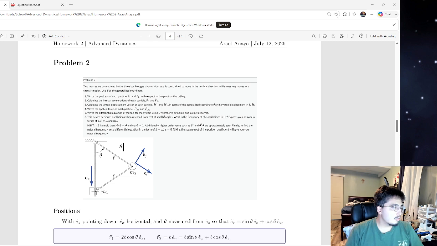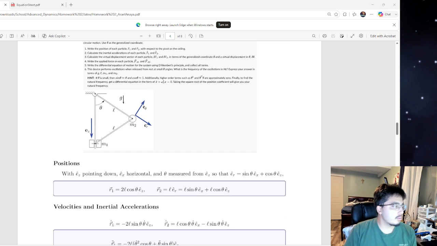So the problem starts where we have these three rigid bars. We have a mass m1 that's constrained to move up and down, and we have a mass m2 that can move in a circular motion around the pivot point. The whole system is changing with respect to theta, so that's our generalized coordinate. We can define the whole system with respect to that.